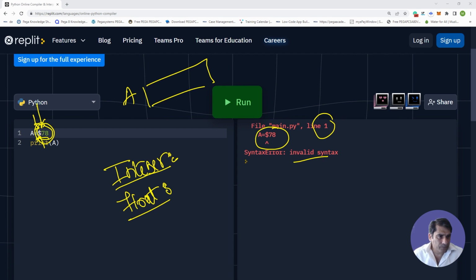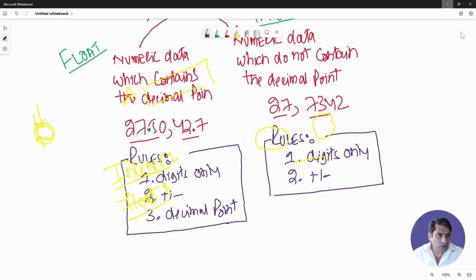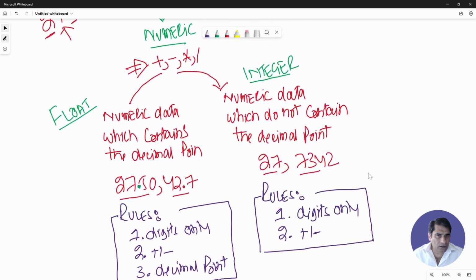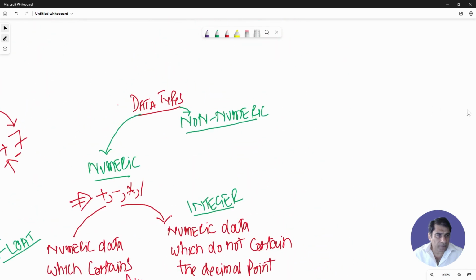Okay, good. So now let's check the non-numeric. My friend, non-numeric data, what is non-numeric data? The data on which we cannot do, or we cannot use that data in, mathematical operations.